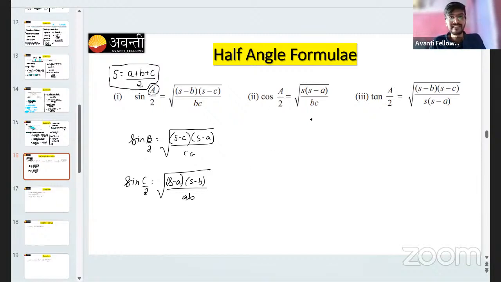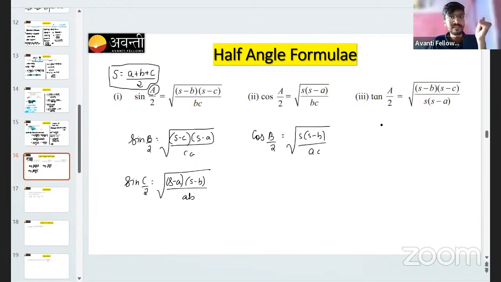Got it? Right? Now, what is cos A by 2? Cos A by 2 is under root of S into (S minus A) upon BC. So can you tell me what is cos B by 2? Come on, guys. Cos B by 2 will be under root of S into (S minus B) upon AC. Similarly, I can write cos C by 2.